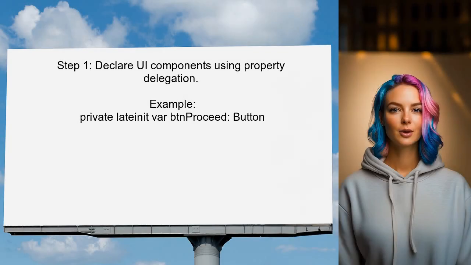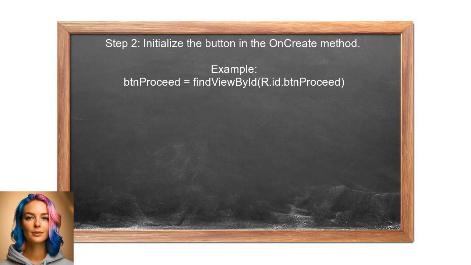To declare UI components in Kotlin outside the onCreate method, the user can utilize the property delegation feature. This allows for a cleaner and more concise declaration. Next, the user should initialize the button inside the onCreate method. This is where they will bind the button to its corresponding view in the layout.